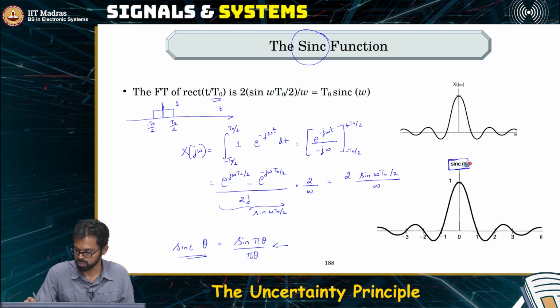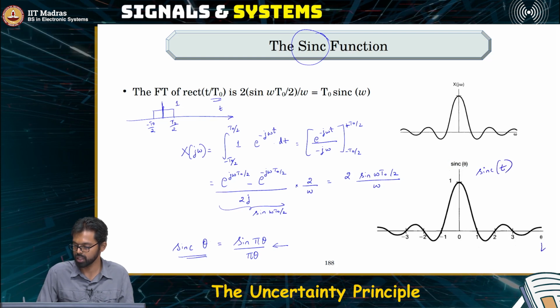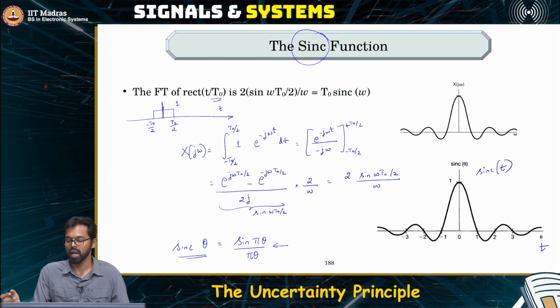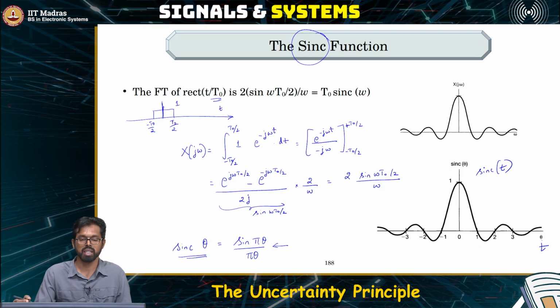So if instead of theta, I say that this is sinc of t and this axis is t, then this becomes a regular signal, and it has 0 crossings for every integer value of t, and this is an even signal.